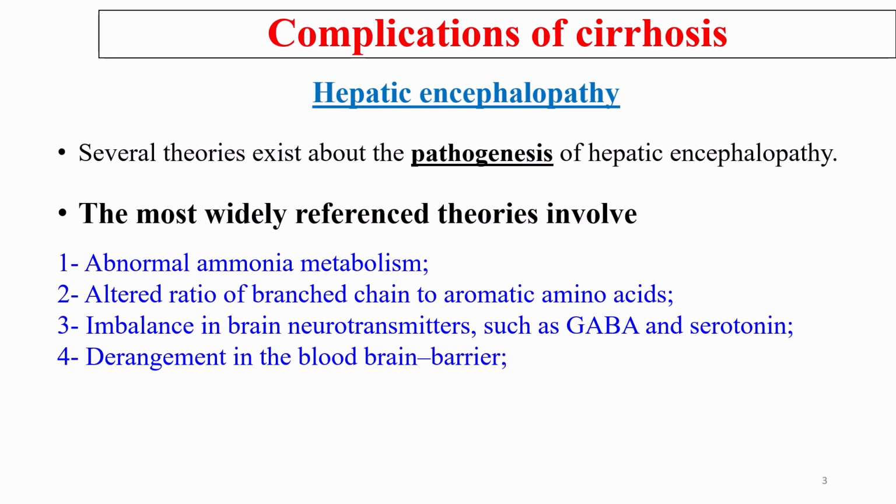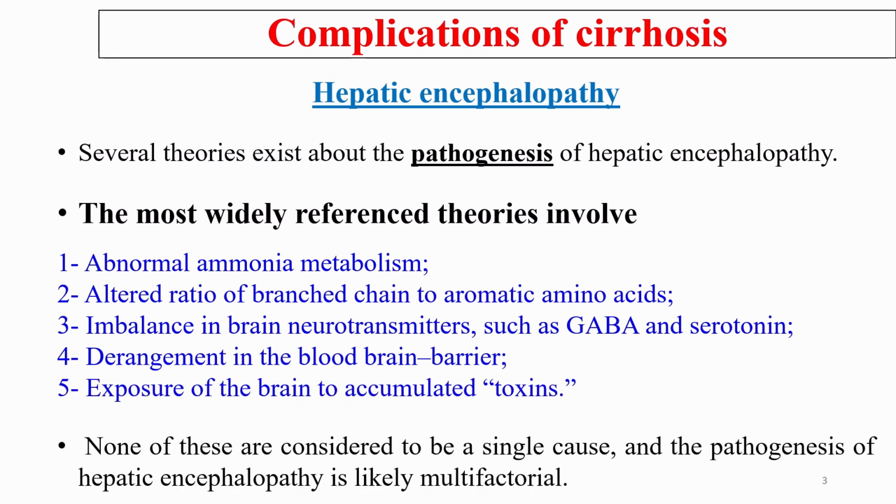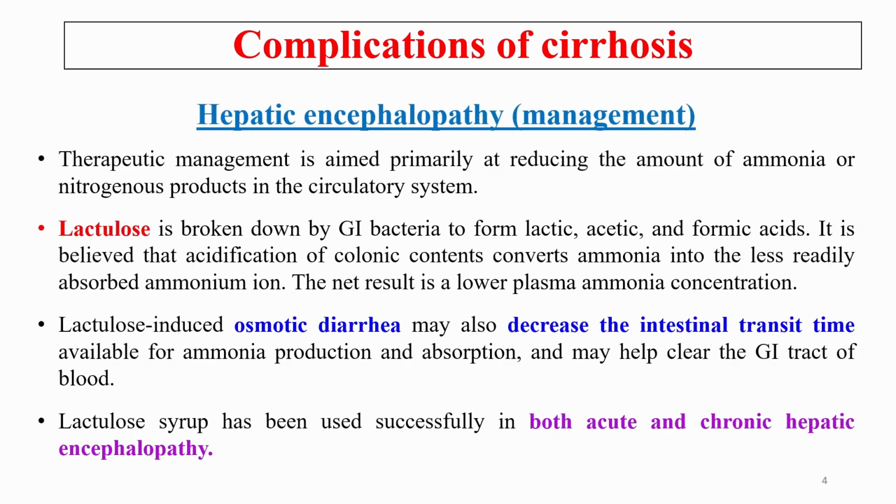The cornerstone of treatment is reducing ammonia in the gut. Lactulose is the first-line therapy. It's a synthetic sugar broken down in the colon. The resulting acids lower the pH, converting ammonia to ammonium, which can't be absorbed. It also acts as a laxative, flushing out ammonia-producing bacteria and undigested protein. Lactulose is effective for both acute and chronic encephalopathy.